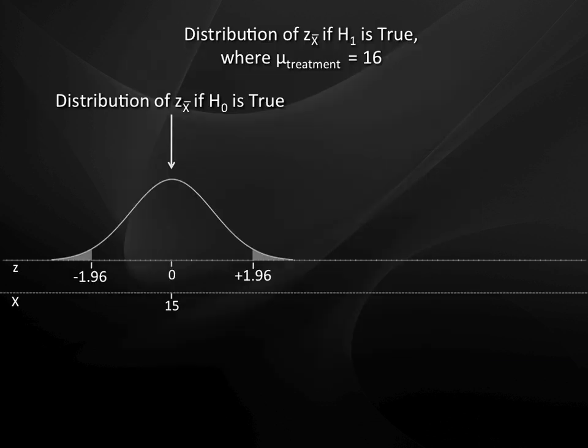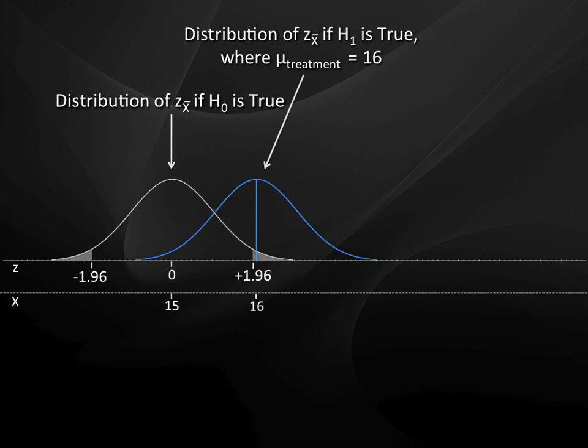So I can draw in this distribution now, the distribution of our test statistic if the alternative hypothesis is true, with a mean of 16 after treatment, a particular true alternative hypothesis. And that's what the blue distribution is there. It's true that if the mean after treatment was 16, this distribution would be centered right at 16. Right? That's what it means to say the mean after treatment is 16. And this distribution represents all the samples we could get from that population.